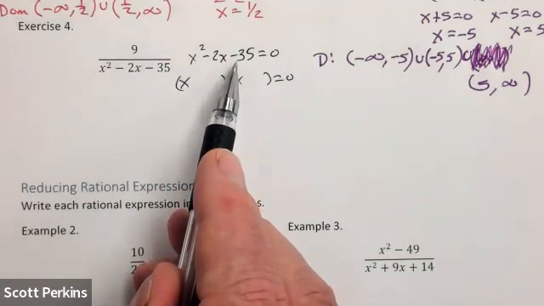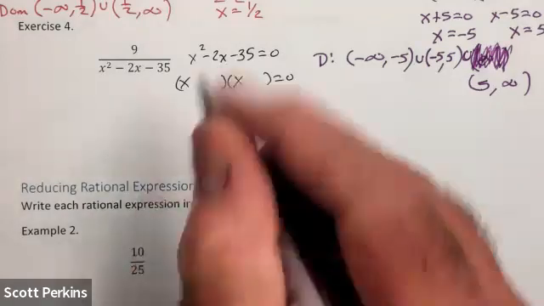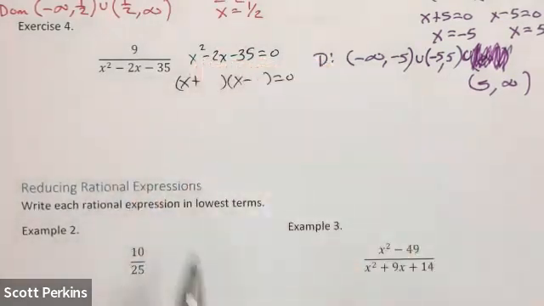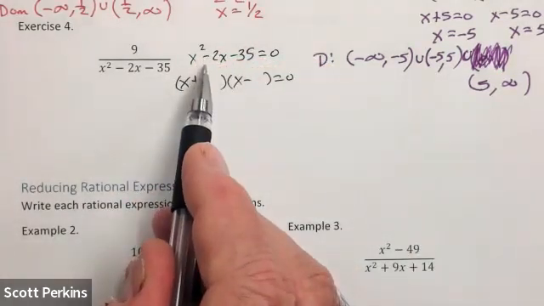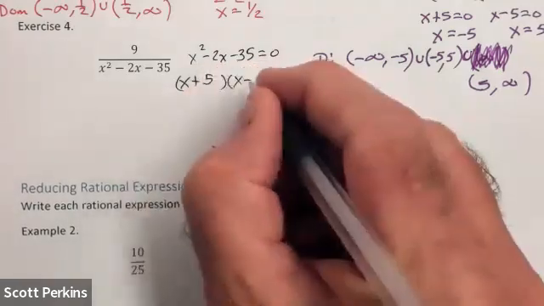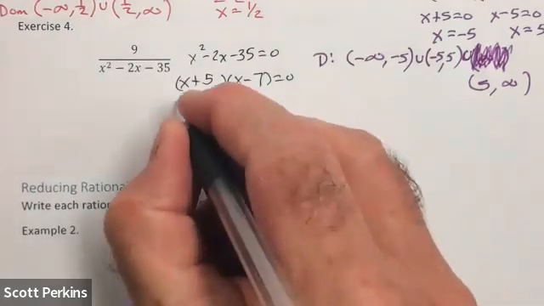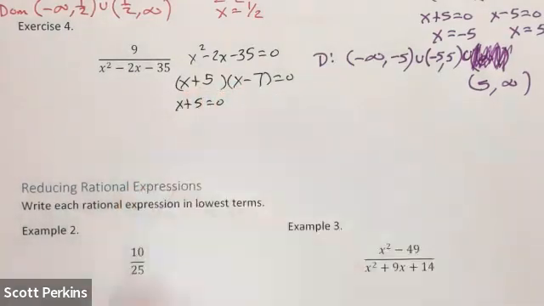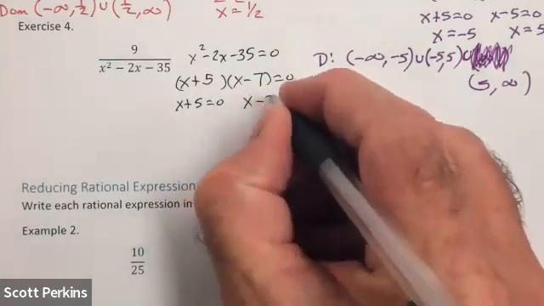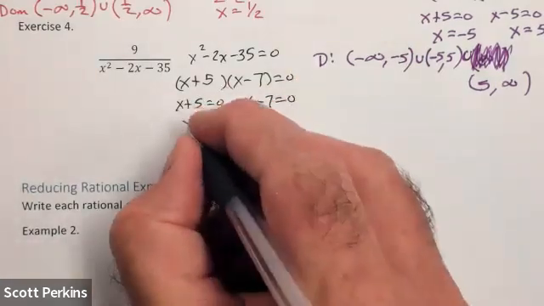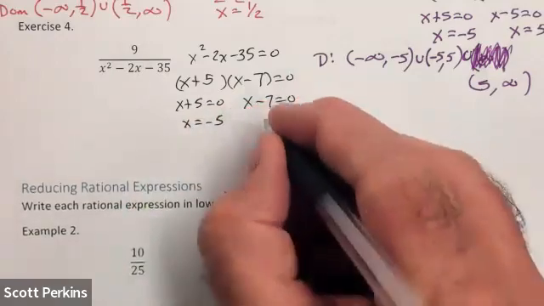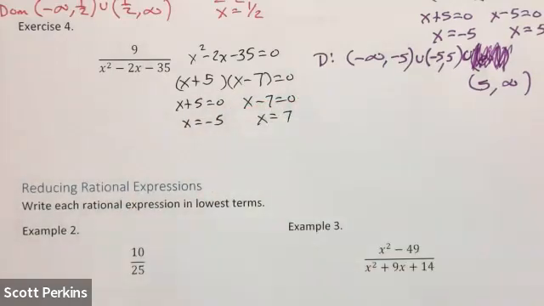That means my signs have to be what? Positive and negative, one of each. And then they have to add up to a negative 2. So that means I'm going to use a positive 5 and a negative 7. Because positive 5 plus negative 7 gives me negative 2. So that means here's my first possible answer. The first one's going to be x equals negative 5. The second one is x equals 7.